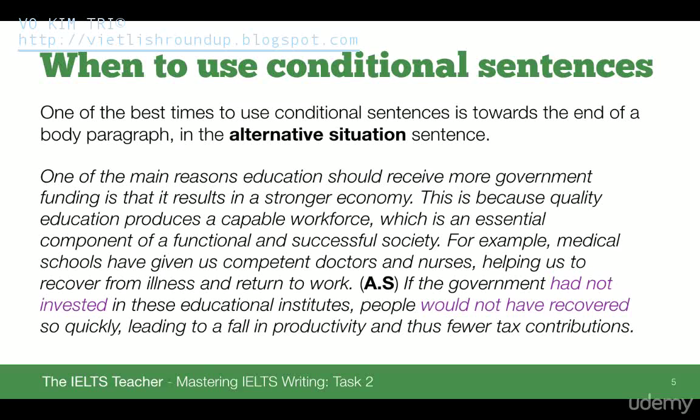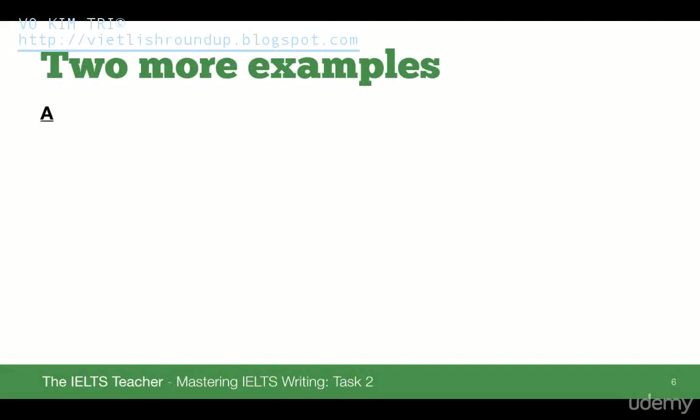Let's look at a couple of other examples. First of all, let's look at arguing for pay rises for teachers. Imagine that we've written a body paragraph about why we should give more money to teachers. So the positive result of giving money to teachers. Then the alternative situation is where we look at the negative result of not giving more money to teachers. You can see this here.